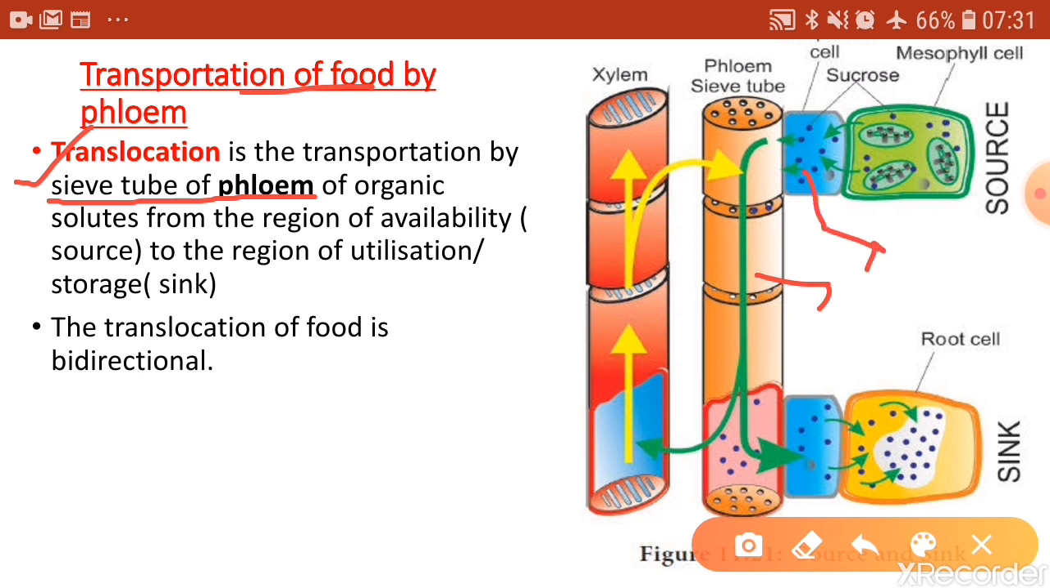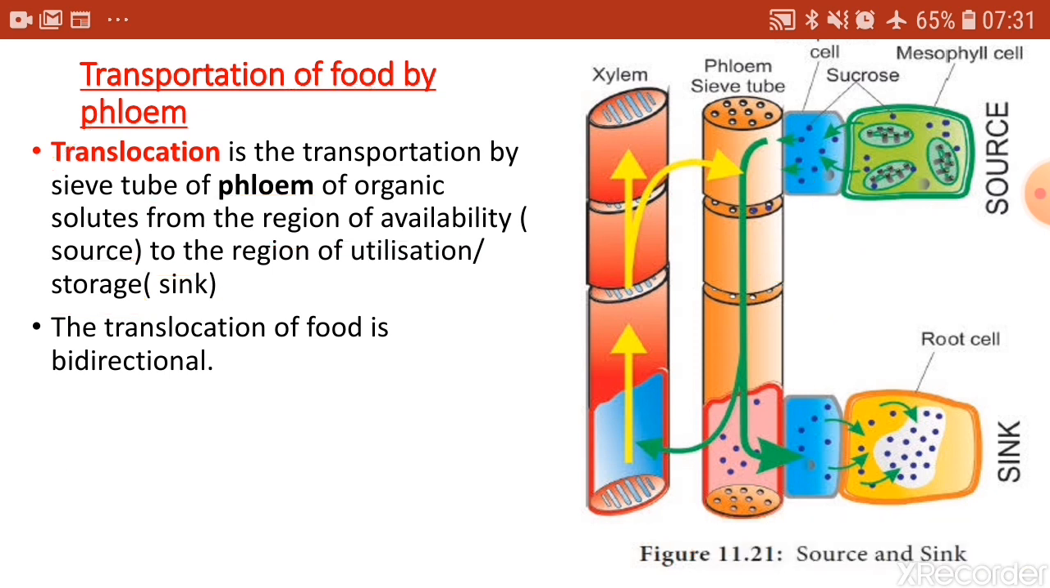So with the help of companion cells, the food is translocated from the region of their availability. Generally the region of availability is the leaf region, because it is the mesophyll region where food is made. So from the region of availability, which is called a source, to the region of its utilization or storage, that is called the sink. So leaves generally serve as a source. The leaves of the plants generally serve as a source, and the sink is the storage organ.